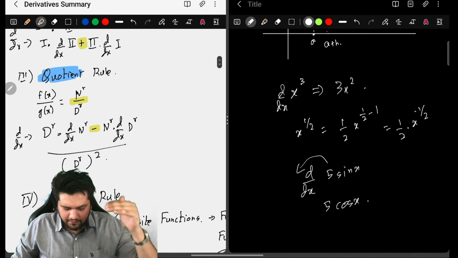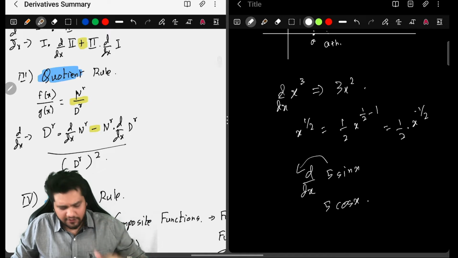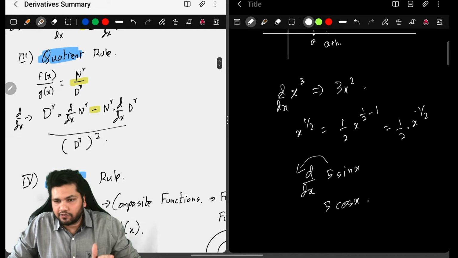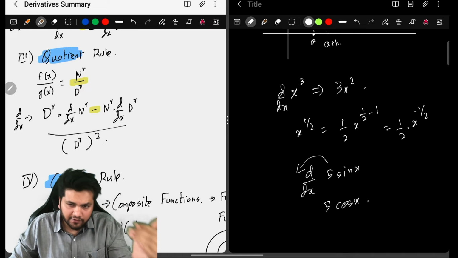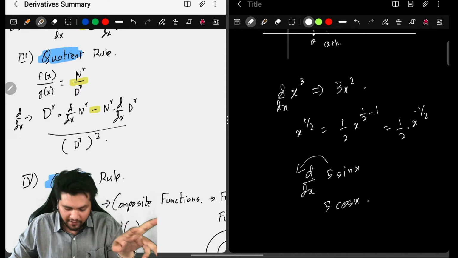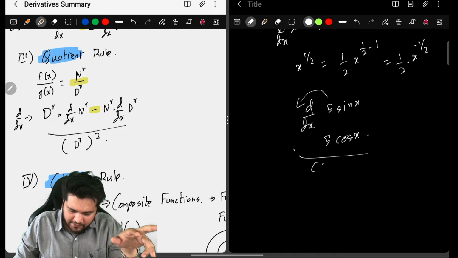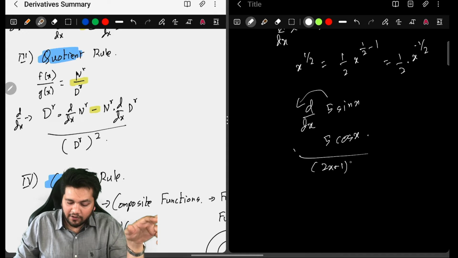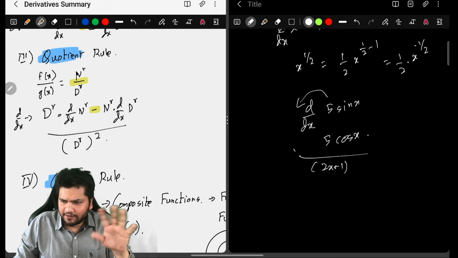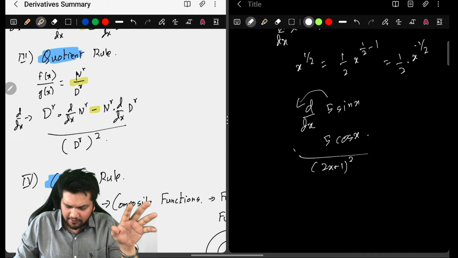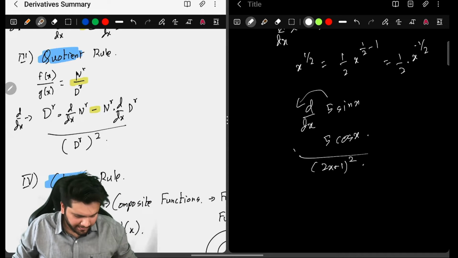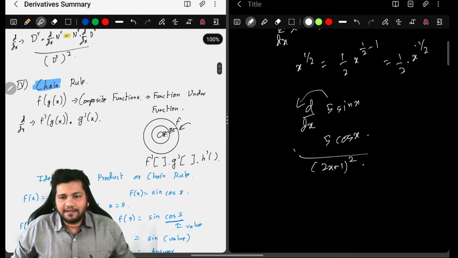Quotient rule, when it is numerator upon denominator, so it's going to be denominator into derivative of numerator minus numerator into derivative of denominator upon denominator whole square. Whole square meaning, if by chance in the denominator we have 2x plus 1, we are not going to take the individual square, we are just going to make it completely whole square, 2x plus 1 whole square. Then we have something which is very important, that is chain rule.